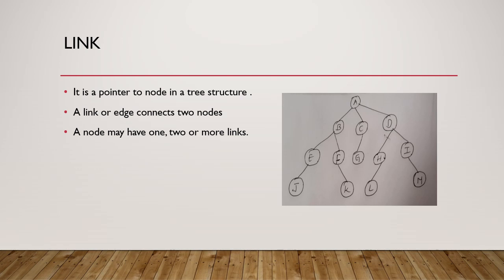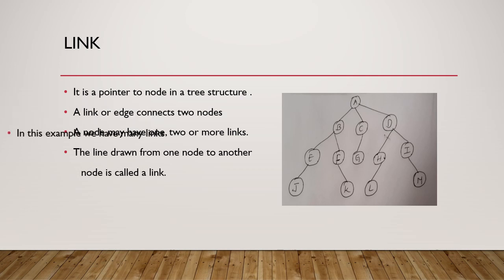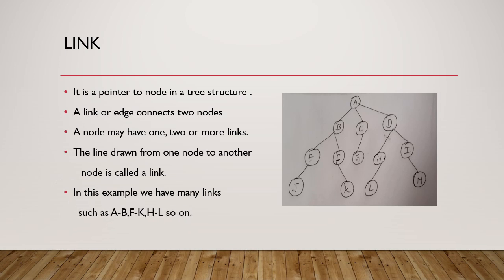See, from A we are having 1, 2, 3 links. From A to B, B to E, E to J, and A to B, B to F, F to K, and from A to C, C to G, from A to B, B to H, H to L, from A to D, D to I. See, so that A is having how many links? From A to B one link, from A to C, from A to D. So that means the line drawn from one node to another node, we are going to call it as a link. So in this example, we have many links. As we have discussed, A to B is also one particular link, and F to K is one more link, and H to L. So on, we are having.